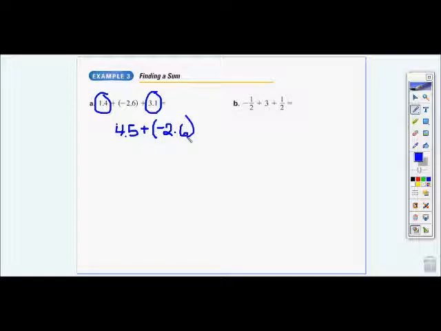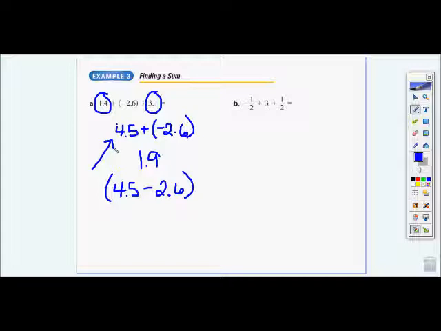Okay, now I have to apply my rules that I learned just before. I have different signs, so I'm going to find the difference between 4.5 and -2.6. So we're going to say 4.5 minus 2.6, and we would end up with a 1.9. I got that by finding the difference, which means subtraction. And then we go back and we look to see which one is the greater of the integers. Don't worry about their signs, just look at the numbers themselves, and 4.5 is larger, so it's going to keep the sign of that.